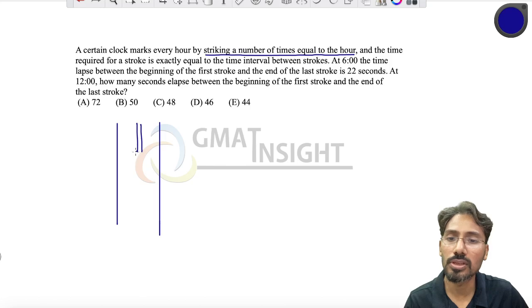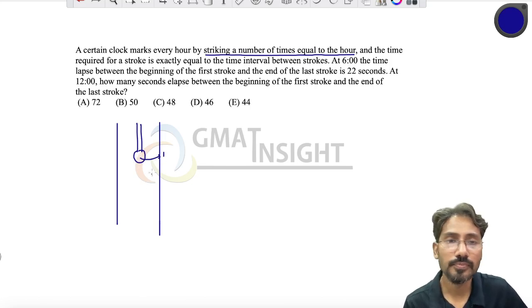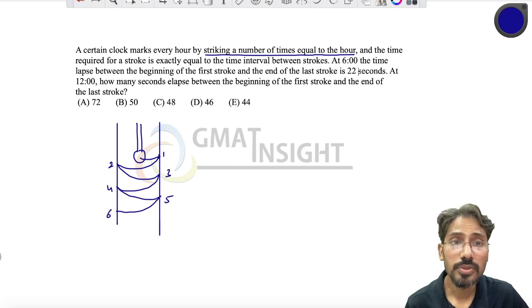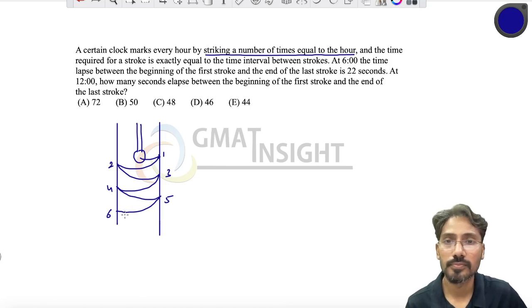So you understand, let's assume that we are talking about a pendulum which is striking these things. So the first stroke comes right here. At 6 o'clock there will be 6 strokes. That means second stroke, third stroke, fourth stroke, fifth stroke, and then sixth stroke. The time elapsed between the beginning of the first stroke and the end of the last stroke.